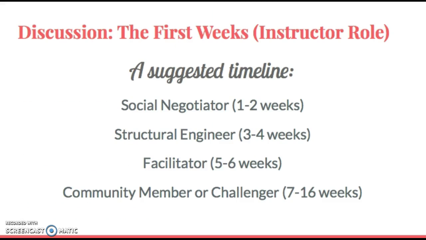Finally, here is a suggested timeline of the role of the instructor over the duration of the course. The instructor begins as a social negotiator, helping students to get to know one another and to clarify expectations. But by the end of the course, he or she will have taken on the role of the facilitator. And that is 10 tips for starting the online course.